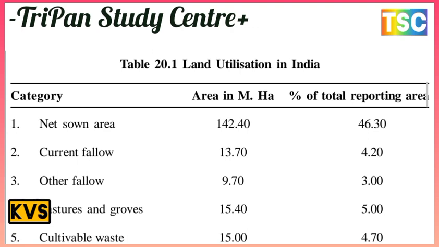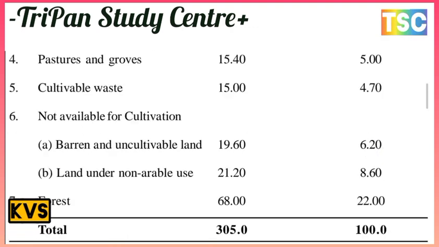Uncultivable waste is 15.50 million hectares, 4.70 percent of the reporting area. This is the most important category shown in this box. Next, culturable waste is also there, and the sixth category is land not available for cultivation. There are two types, barren and uncultivable land, at 90.60 million hectares, 6.20 percent, and land under non-agricultural use at 21.20 million hectares, 8.60 percent. Forest occupies 68 million hectares, which is 22 percent. This is the total.